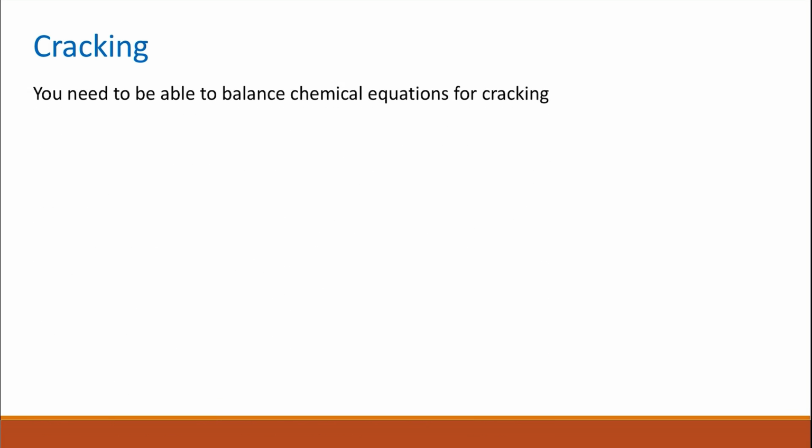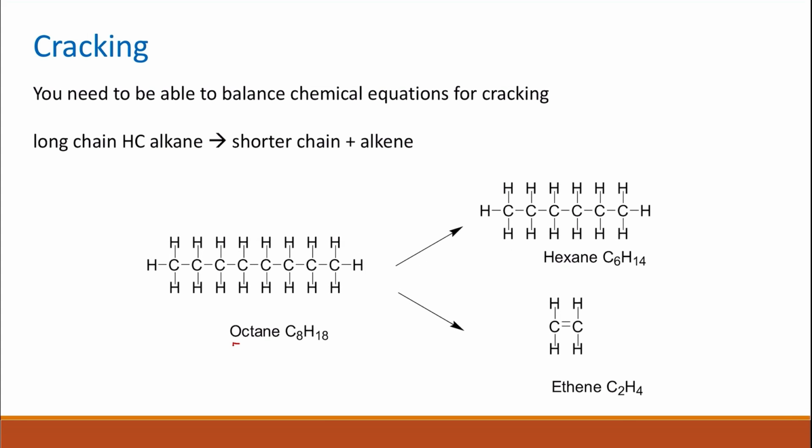Sometimes in your exam, you will be asked to draw or balance chemical equations for cracking. Normally, the long chain hydrocarbon, the alkane, will give you a shorter chain alkane and an alkene. For example, if you have octane, which has 8 carbon atoms, when we do the cracking, we can end up with hexane, with 6 carbon atoms, and ethene, which is a small alkene, the simplest alkene.